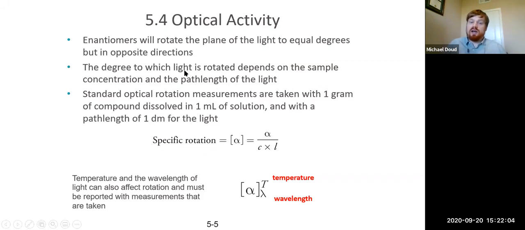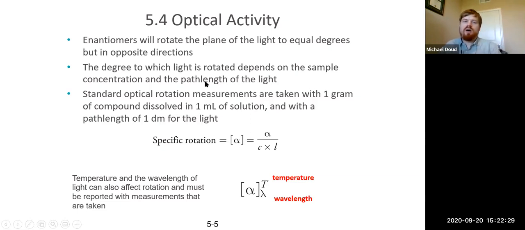Now, the degree to which it's rotated is going to depend on the concentration. That's going to make sense because the more molecules that the light hits, the more it's going to be rotated. And also the path length. The path length is how far the light has to travel. The longer the path length, the more probable it is to run into one of these molecules, and that's going to cause that rotation. So there's a standard measurement that we use for it.